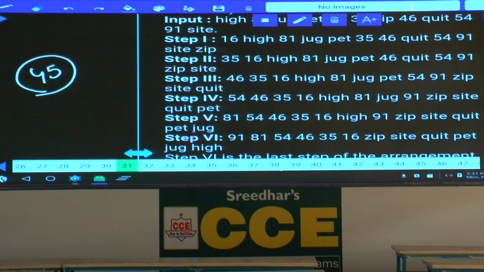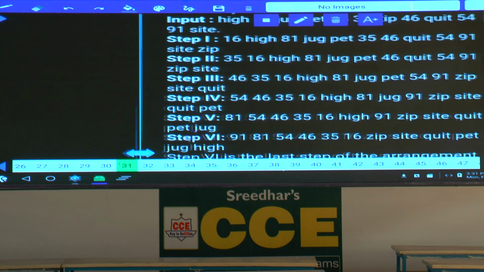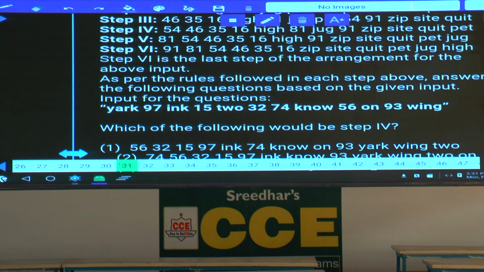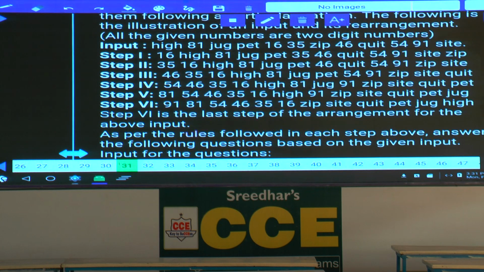Now, first, in these input and output type of questions, an illustrated example will be given, followed by some 5 questions under this one. This is the example given here: the input, followed by some steps. How many steps? 6 steps are there. Input followed by 6 steps.